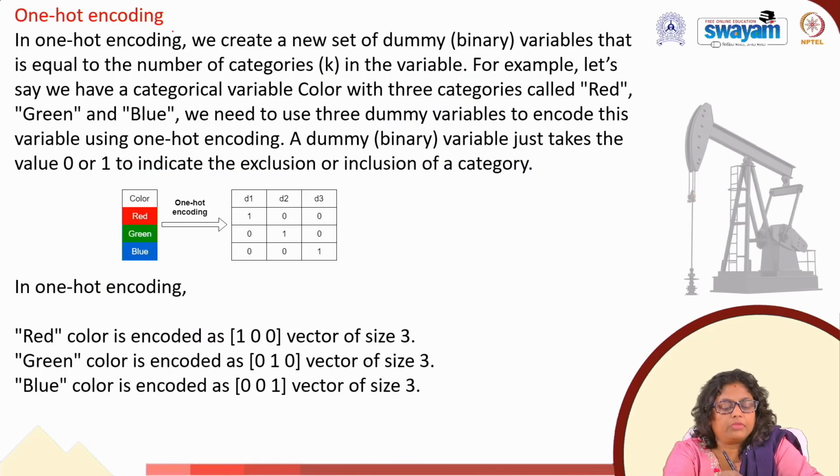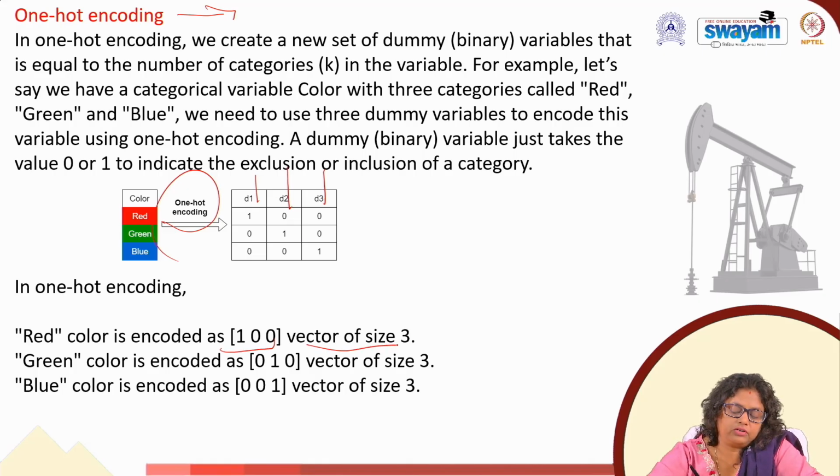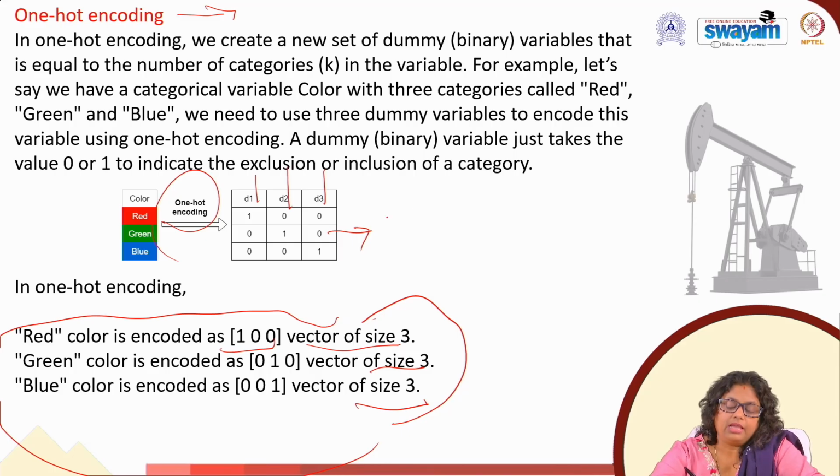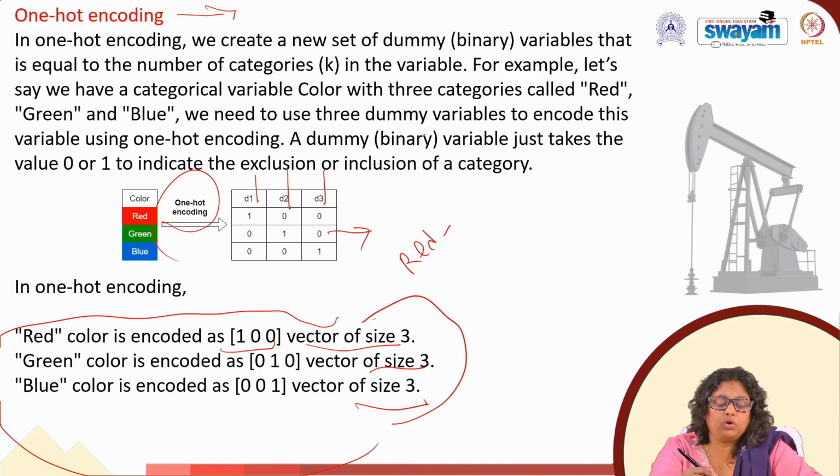With the same example, we are taking the one hot encoding, which we have previously talked about. After one hot encoding, we have the three columns d1, d2, d3, and here red color is encoded as 100. It is a vector of size 3. In the dummy encoding it is a vector of size 2, so we have reduced one column, and this way the code will be a bit faster.